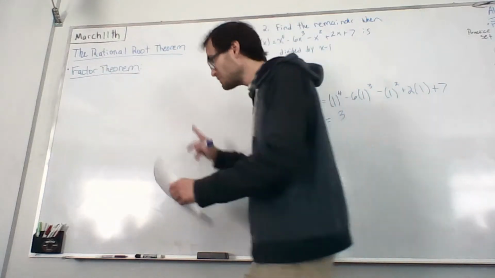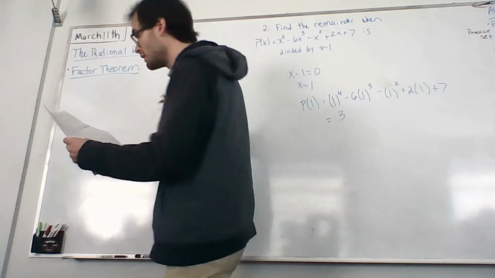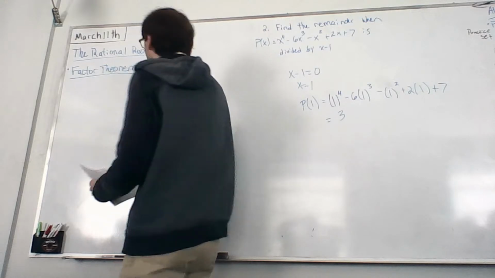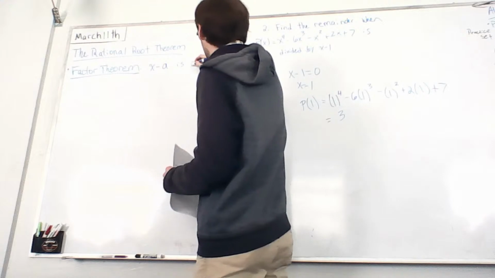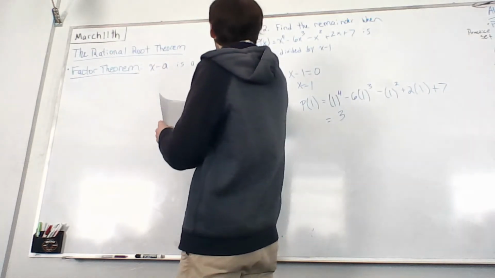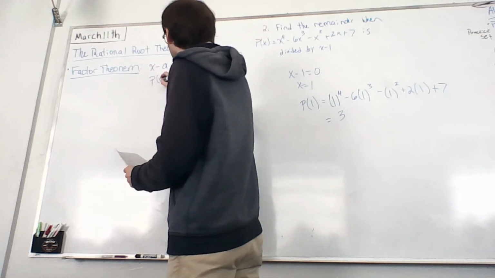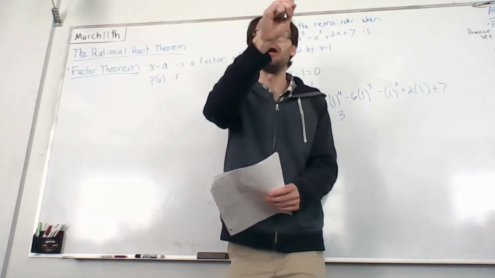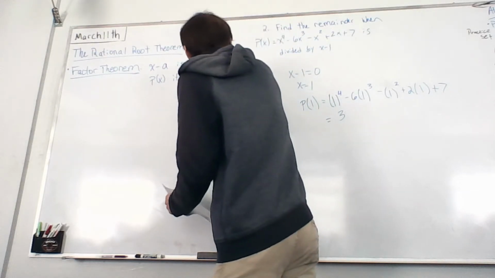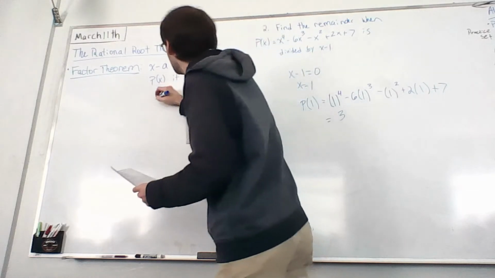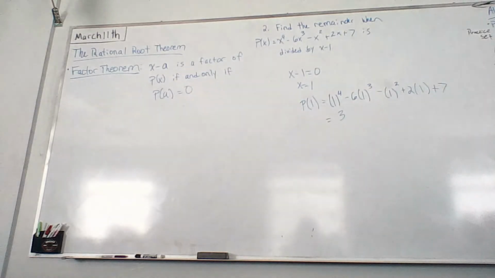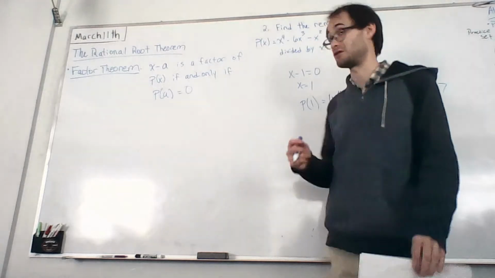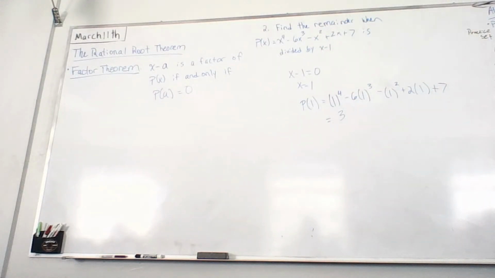Factor theorem. Okay, so similar kind of setup to before. A binomial of the form x minus a is a factor of p of x if and only if p of a is equal to 0. So I have a strict useful condition that will tell me when a binomial is a factor of something. That is very handy. It is very, very handy.